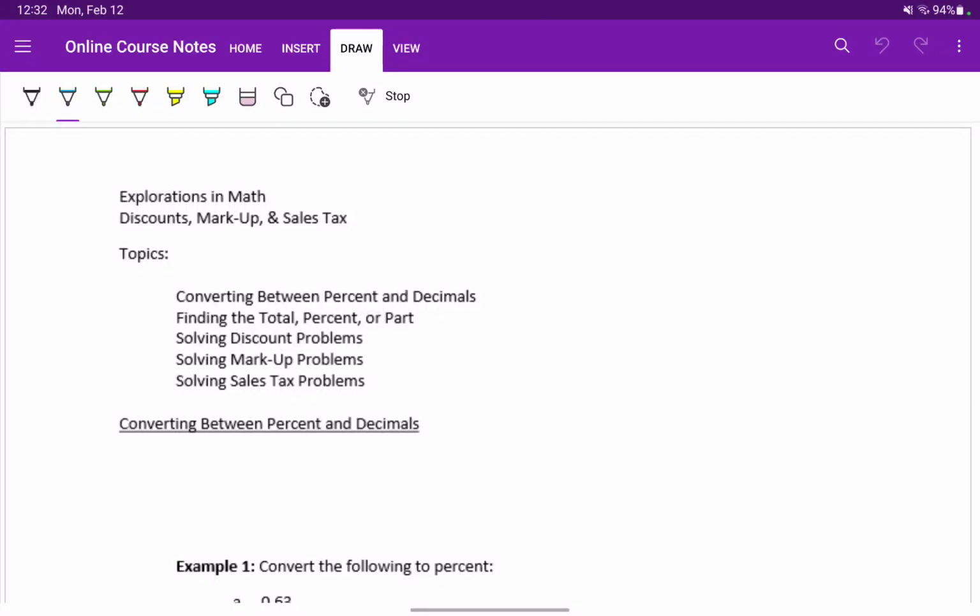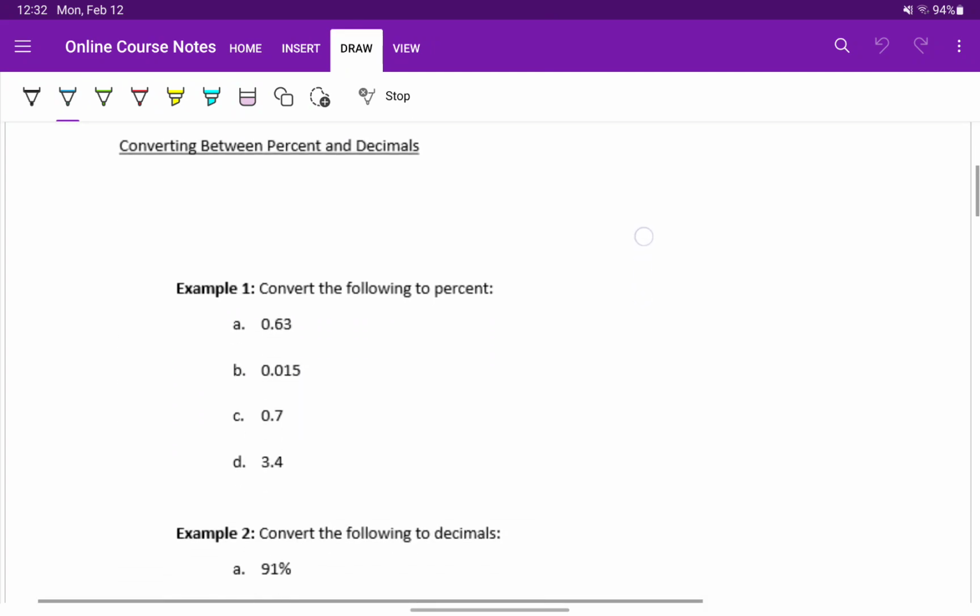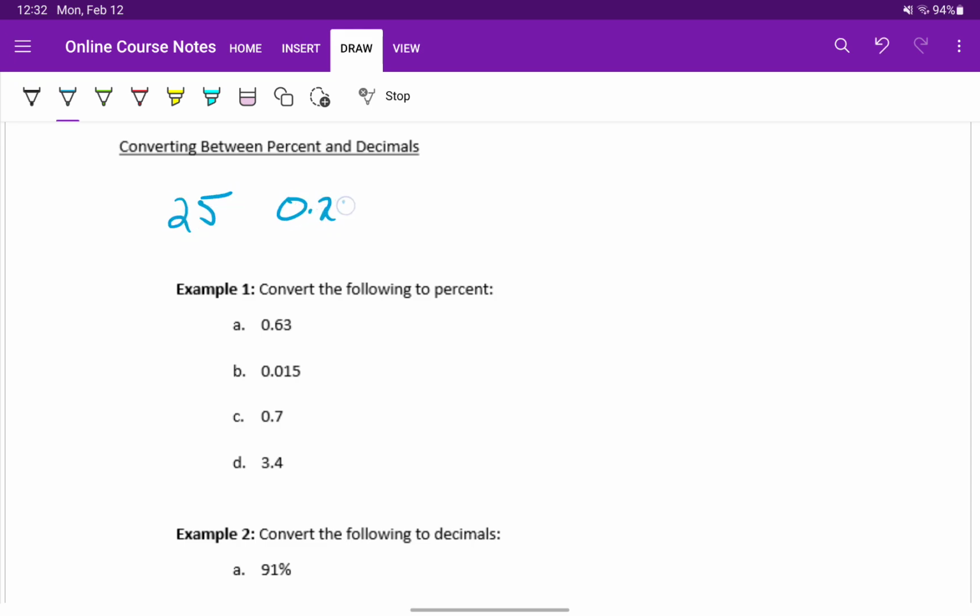Before we get into calculating values related to discounts, markup, and sales tax, we first want to review the process for converting between percent and decimal values. We can start off with a pretty obvious statement, which is that 25 and 0.25 are very clearly not equal to one another.